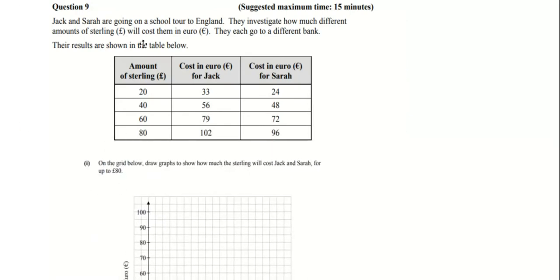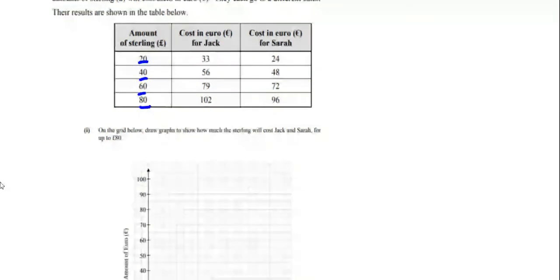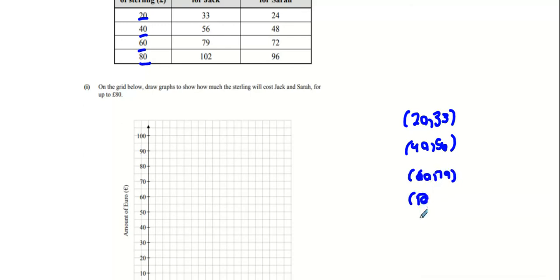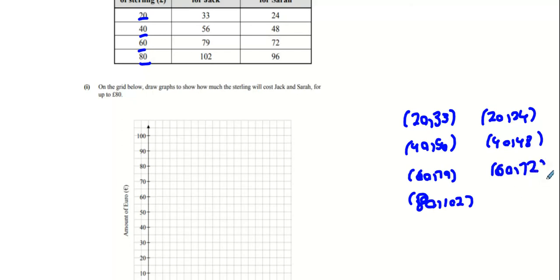Okay, so we're doing amount in sterling, and then we're doing cost. What points do we have? We have 20, 33, 40, 56, 60, 79, 80, and 102. Then 20, 24, 40, 48, 60, 72, and 80, 96.